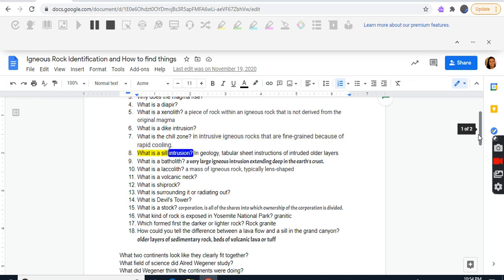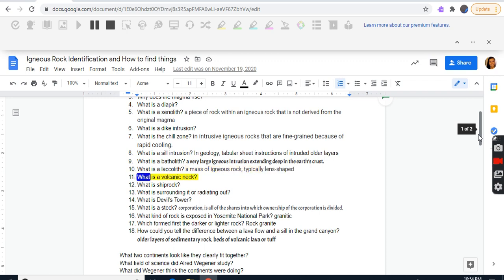What is a sill intrusion? In geology, tabular sheet intrusions of intruded older layers. 9. What is a batholith? A very large igneous intrusion extending deep in the Earth's crust. 10. What is a laccolith? A mass of igneous rock, typically lens-shaped.